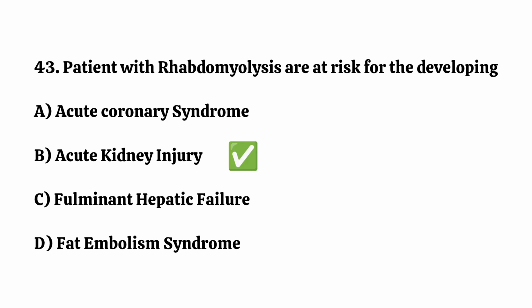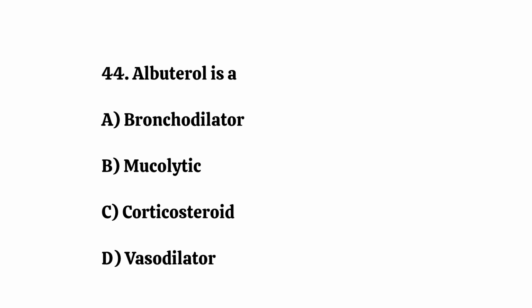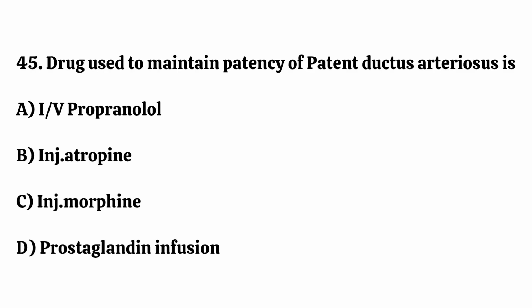Acute kidney injury. Next question. Albuterol is A. Bronchodilator, B. Mucolytic, C. Corticosteroid, D. Vasodilator. Correct answer is option A. Bronchodilator. Next question. Drug used to maintain patency of patent ductus arteriosus is A. IV propranolol, B. Injection atropine, C. Injection morphine, D. Prostaglandin infusion. And the answer is option D.